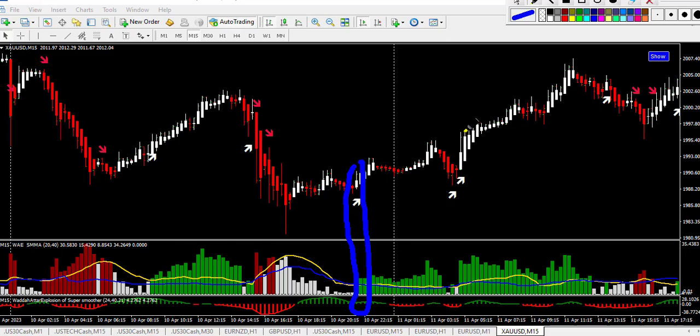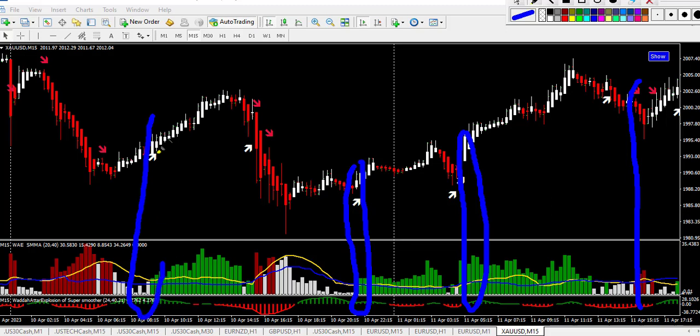Here is another point again, and for a sell, here is another point to place our trade. So this is how to use this particular indicator.